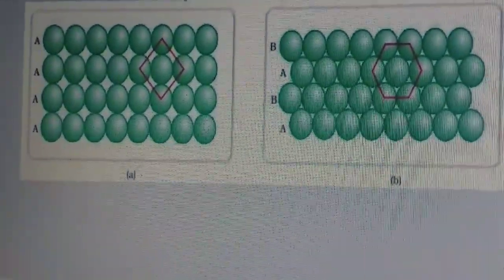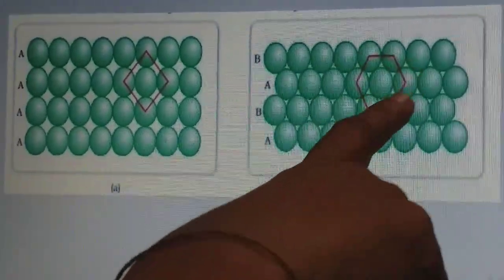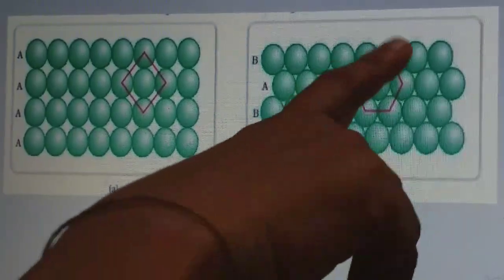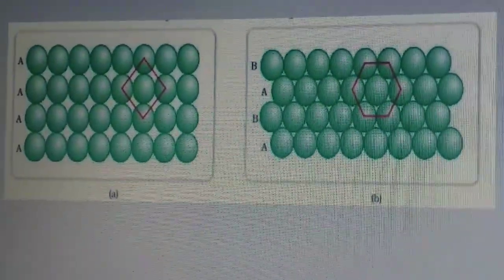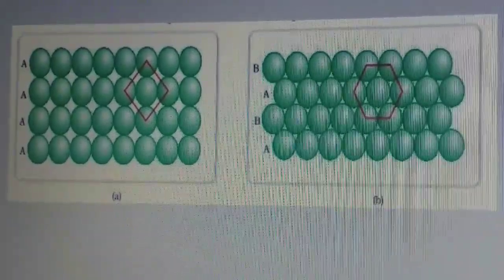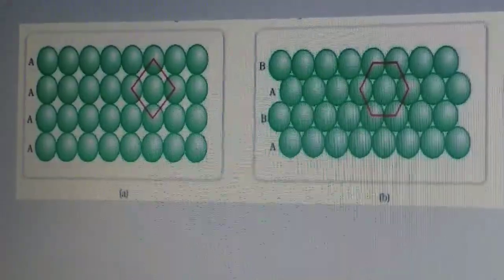Hence, the coordination number here is 6. How is it 6? You can see the diagram. Each sphere is touching 6 other spheres. So, this arrangement we call two-dimensional hexagonal close packing. I hope you understood this two-dimensional close packing in solids.